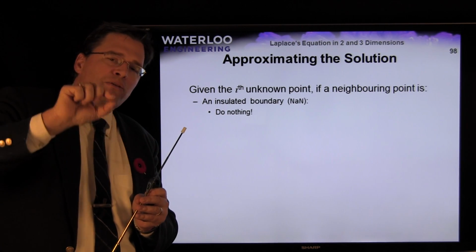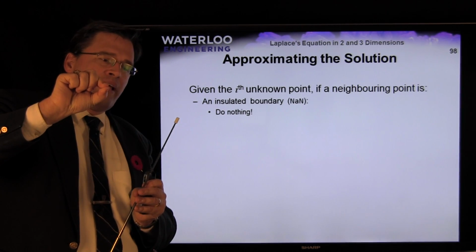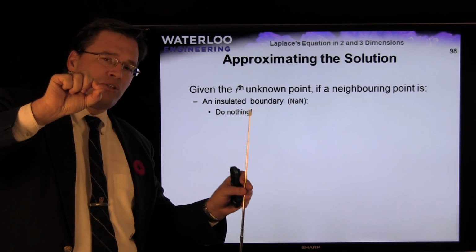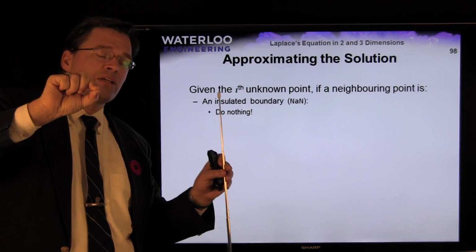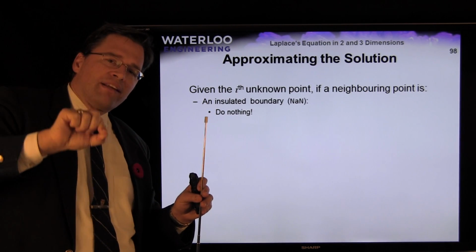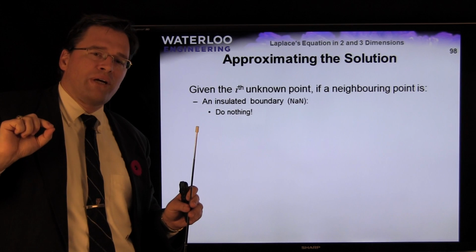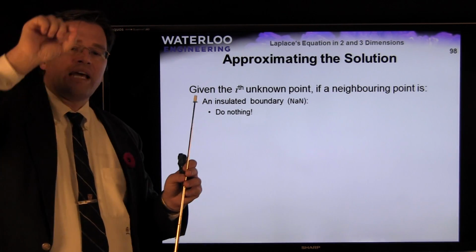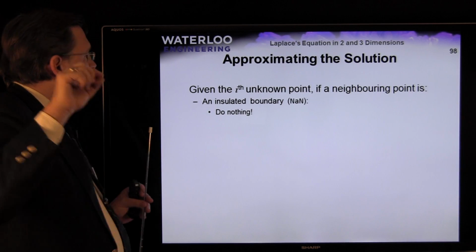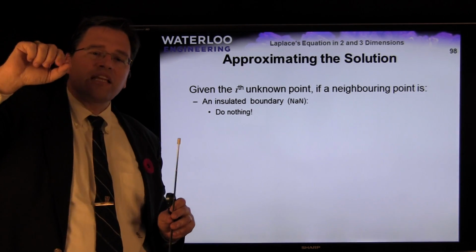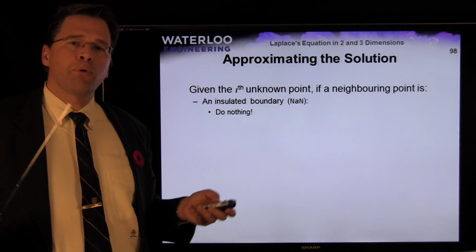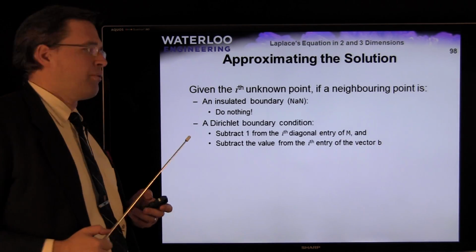I can calculate where it is by getting the appropriate entry in the V to U matrix, looking in the first column. And now I can also find the location of the 4 points around it. So now I'm looking at the 4 points around it. What am I going to do? Well, if one of those points is an insulated point, we're going to do nothing. An insulated point does not affect the value.